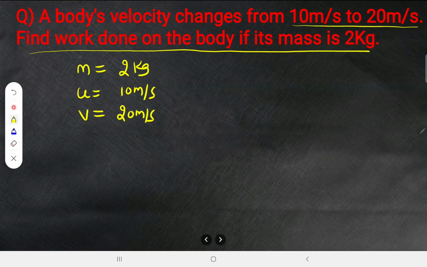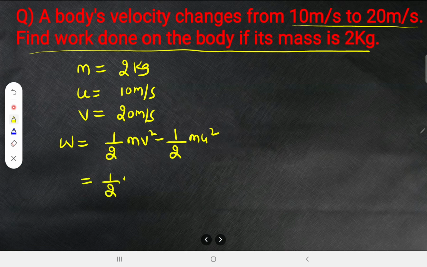Now they are asking us, its velocity is changing from 10 to 20, so what is the work done? What is the formula for work done? Work done is equal to final kinetic energy minus initial kinetic energy. That's it. And in this also, if you want, you can take half common and m also common. What remains inside is v square minus u square. You can do it like this also.